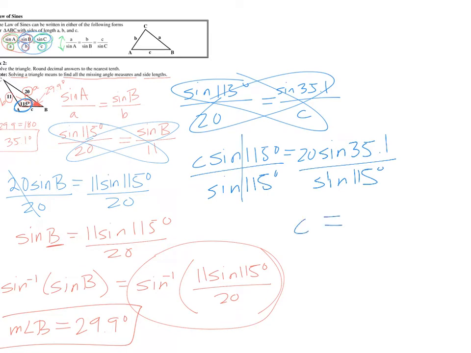All right, and for C, I end up with 12.7. All right, so I found all the missing angles and side lengths. Done. On to the next idea.